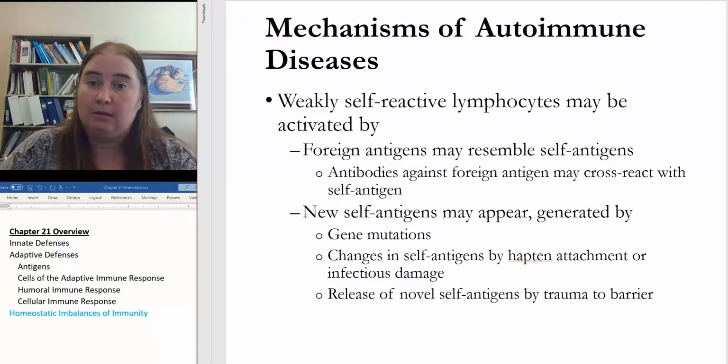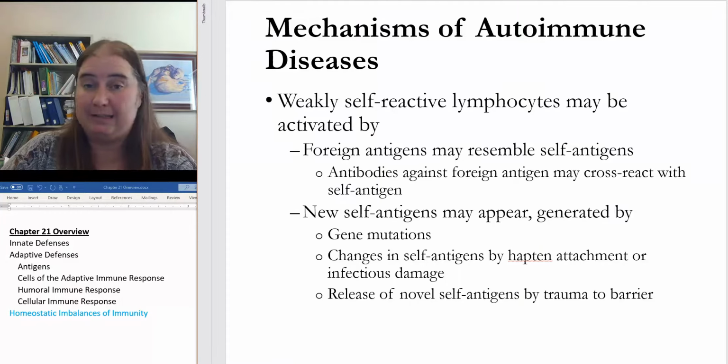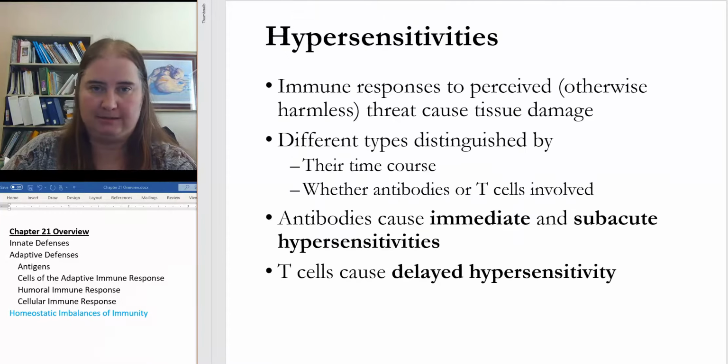Trauma can also elicit novel self-antigens. Again, the body typically doesn't see self-antigens as something foreign, but anything that is in close proximity and looks very similar, or the generation of a new antigen, will elicit an autoimmune response.